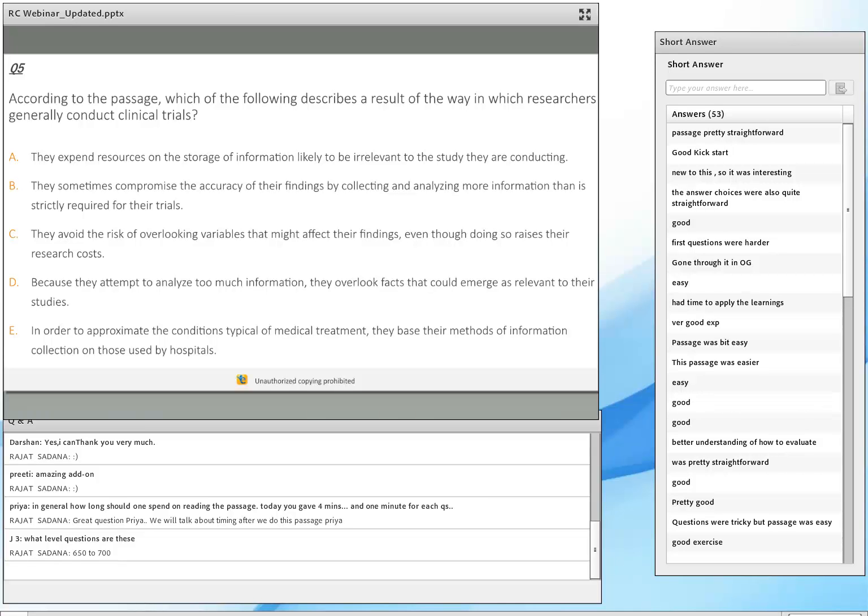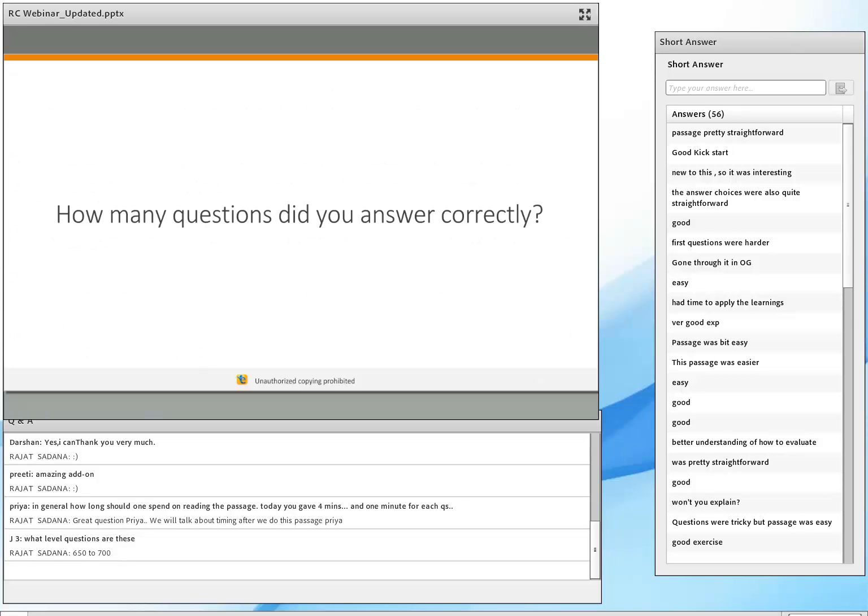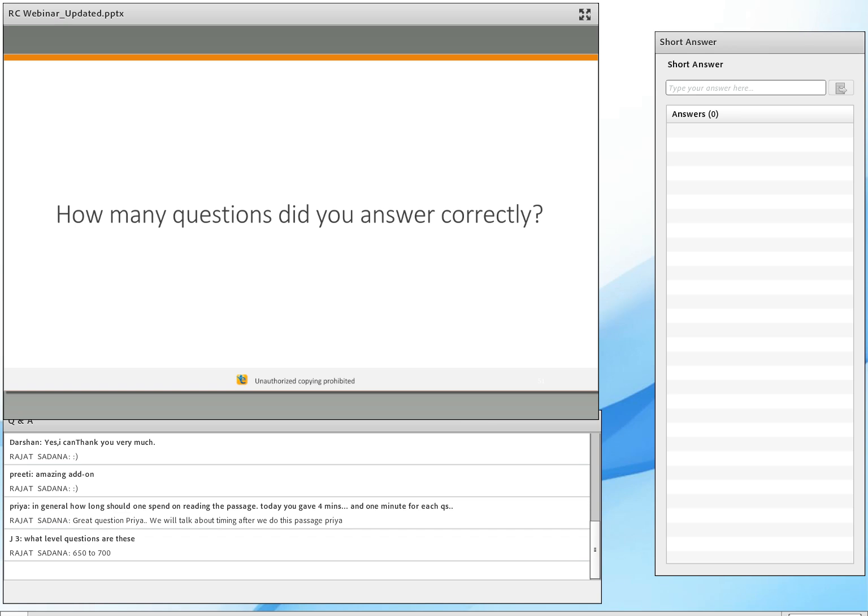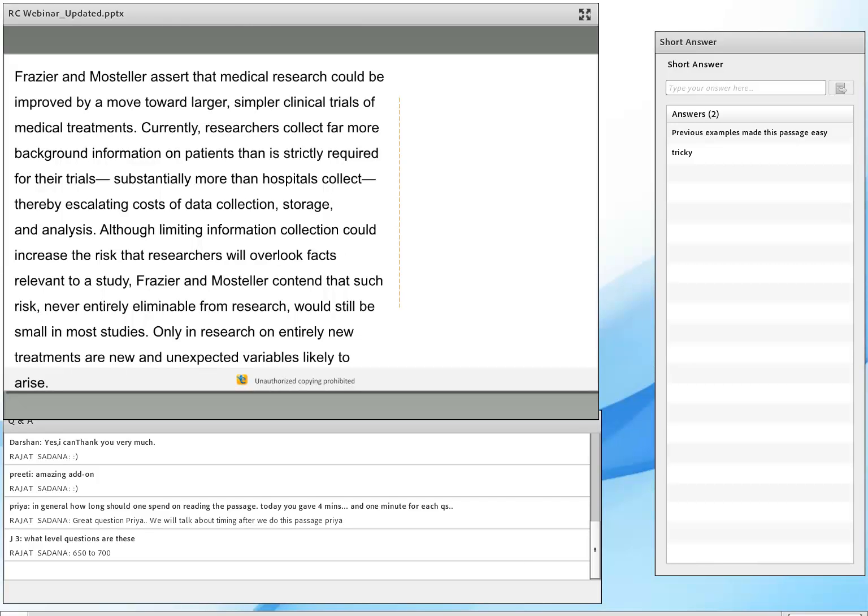Good. Let's start doing this, and we're going to follow whatever we learned in the first part of this exercise. We're going to apply that. That's why we chose this passage. Now, you're going to see some familiar things over here. Frazier and Mosteller. Okay, so let's start going into the passage over here.